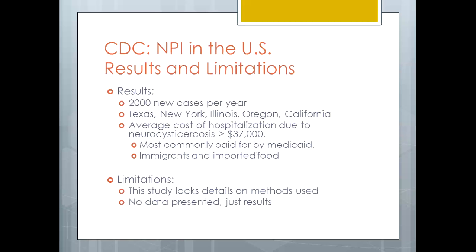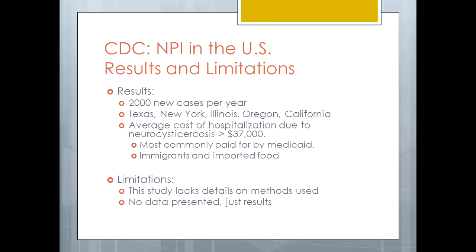Some of the results from their study were that they determined that there were about 2,000 new cases per year in the US, and those cases were concentrated most heavily in Texas, New York, Illinois, Oregon, and California. They also determined that the average cost of hospitalization due to neurocysticercosis was over $37,000. Quite expensive for a preventable disease, I would say.